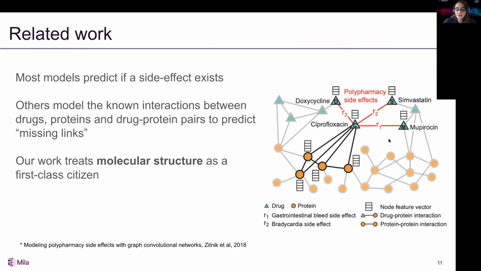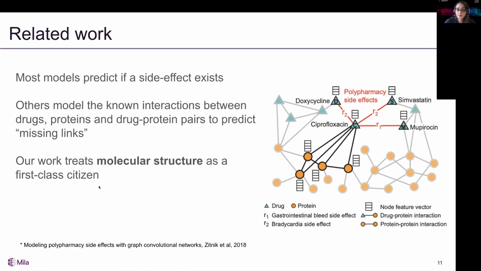And there has been a lot of recent work trying to predict side effects coming from drug-drug interactions. One approach is to build a graph, so a big network of proteins and drugs, and which proteins are targeted by which drugs, and which drug-drug interactions are known, and try to predict the missing links. So basically, drug-drug links we don't know of, those could be side effects.